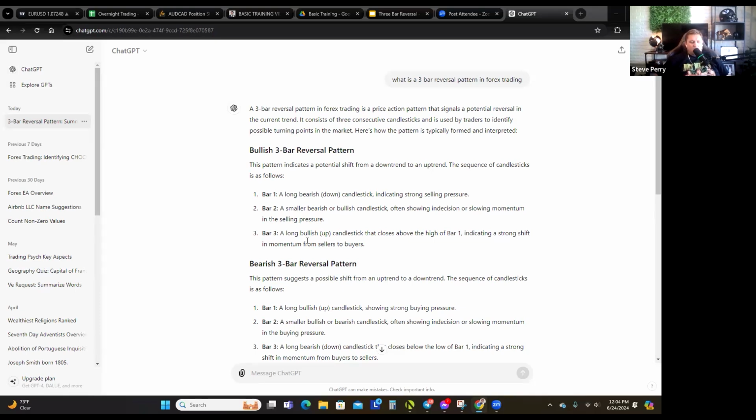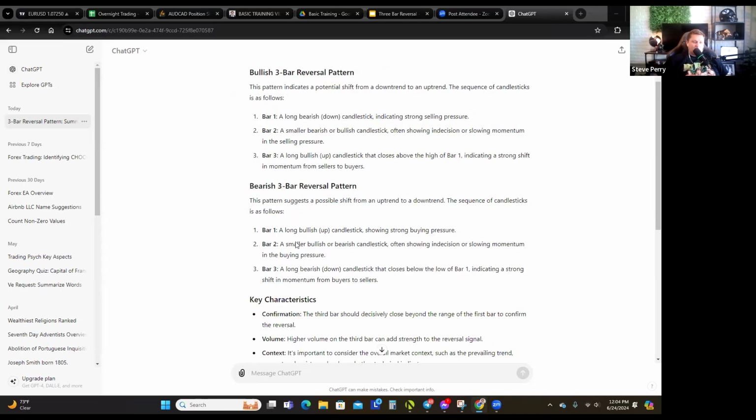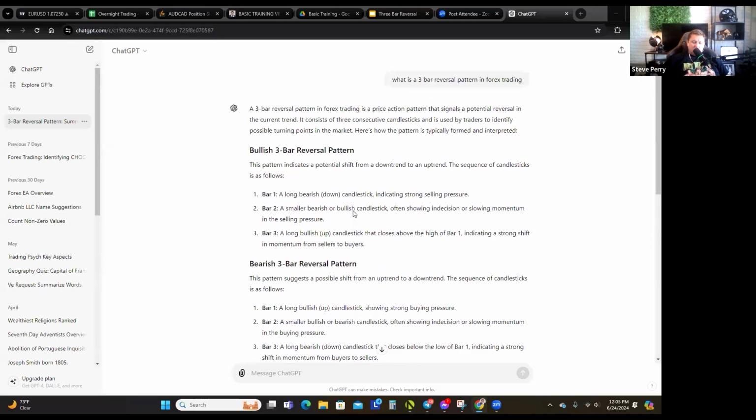And then bar three would be a long bullish up candlestick that closes above the high of bar one, indicating a strong shift in momentum from sellers to buyers. Okay, that's a three-bar reversal. And you've got the three-bar reversal bearish pattern right here. Like I said, they're pretty much the same thing.